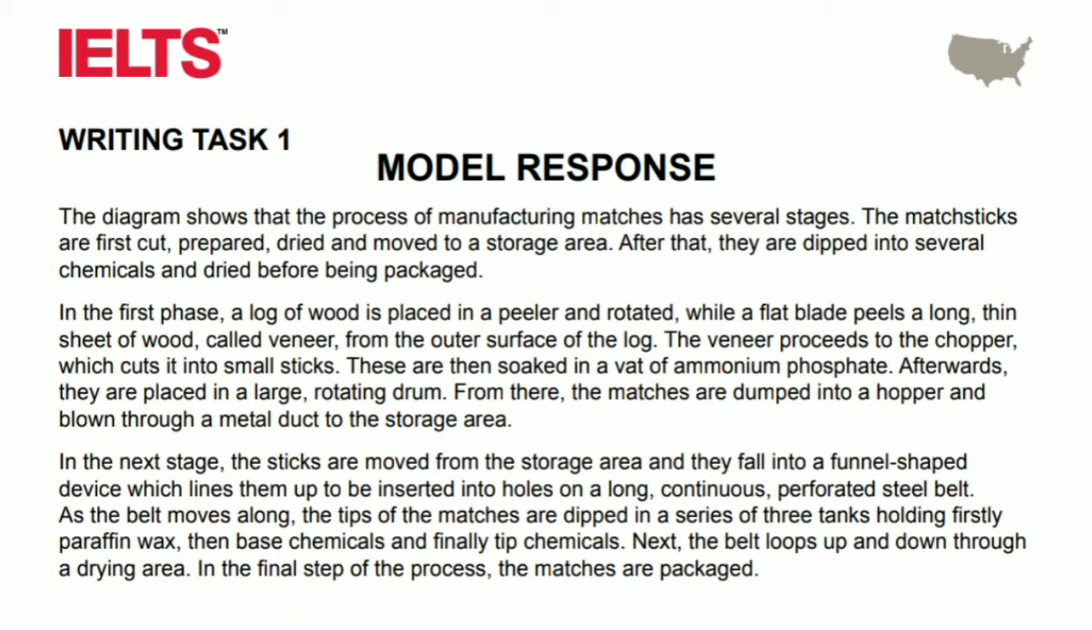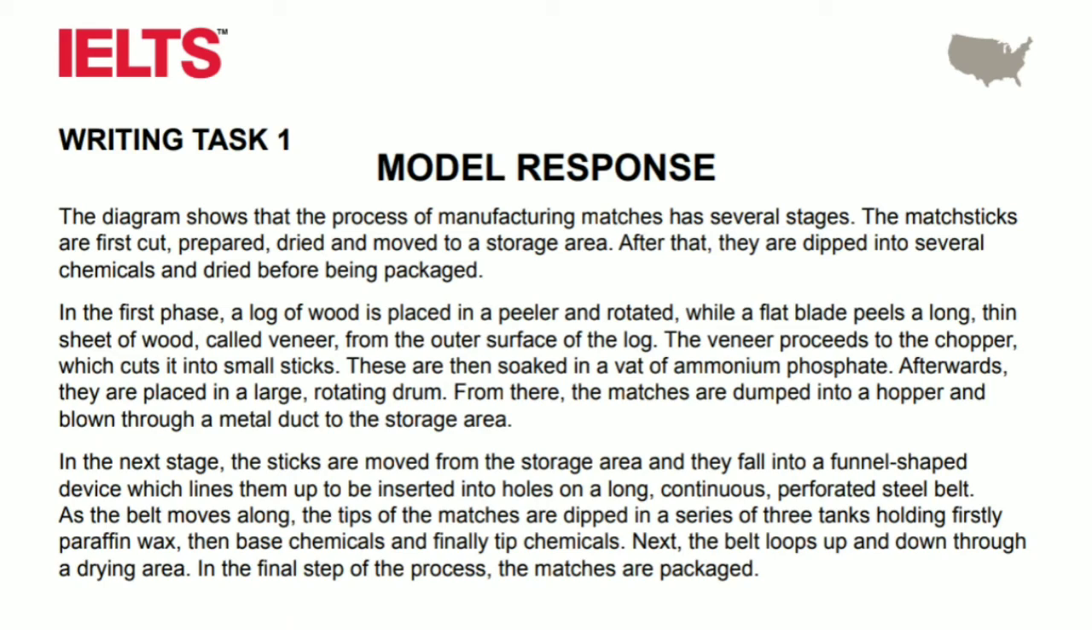Now the writer divided the main stages into 2. Now the second stage. In the next stage, the sticks are moved from the storage area and they fall into a funnel shaped device. You can find that even though it's not clearly given, you can make a guess, how it appears or how it looks like. A funnel shaped device which lines them up to be inserted into holes in a long continuous perforated steel belt.